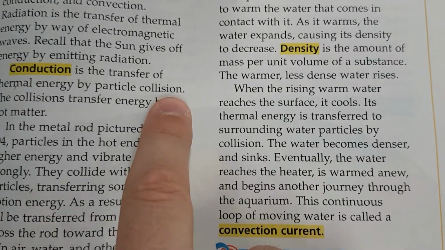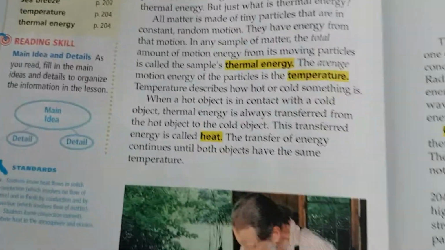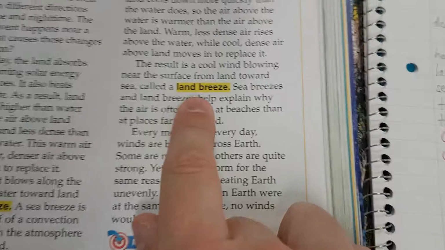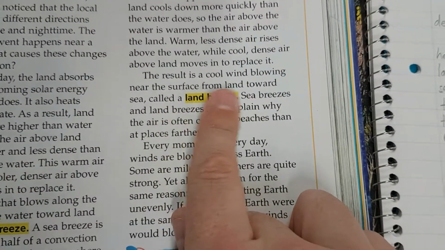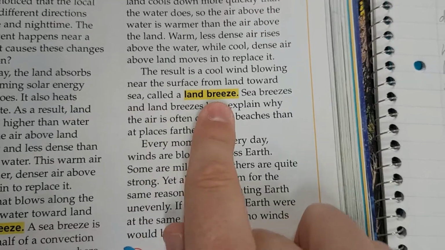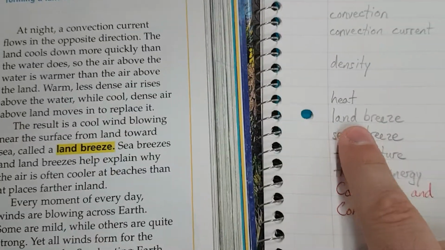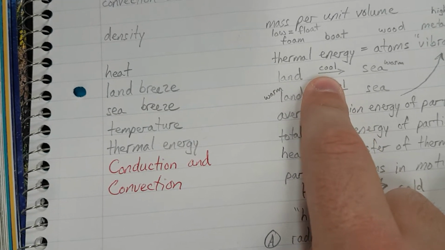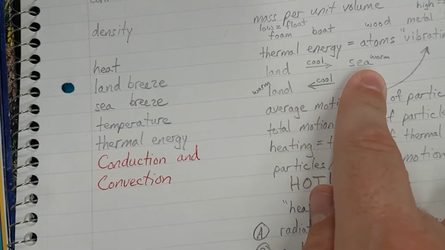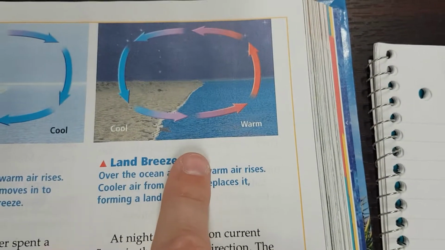Land breeze, page 207. The result is a cool wind blowing near the surface from land towards sea, called a land breeze. So land breeze, here's the land. Cool air is blowing out to the sea where it's warm. Here's a picture of land breeze.